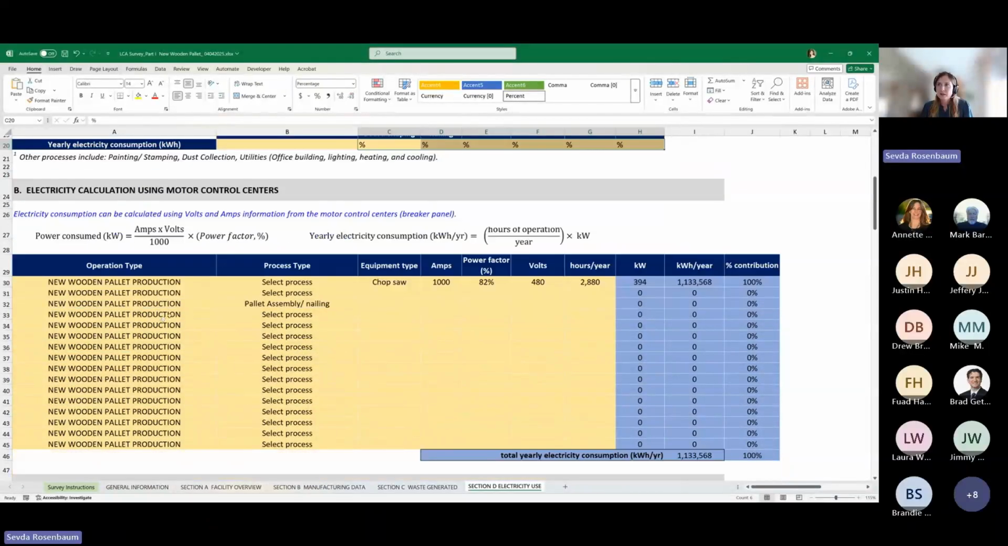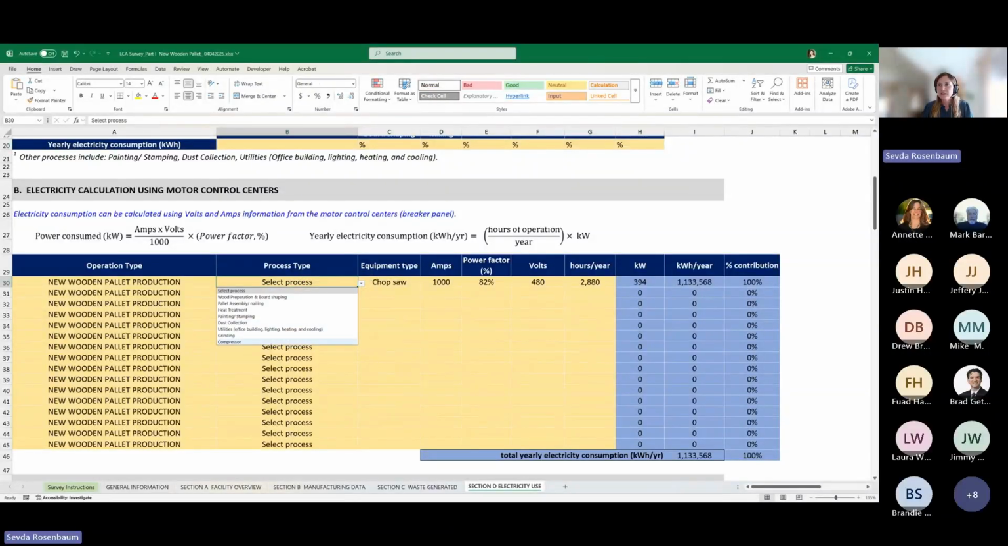But the other methods are basically on getting information on your equipment and calculating the electricity consumption at each. In here, there are options that you can select which process that you're assigning this to, let's say wood preparation and board shaping, and the yellow parts are for you to fill out. You provide the equipment type and you provide this information, and the blue cells are going to be calculating the amount of kilowatt hour per year and the calculation and the contribution automatically.